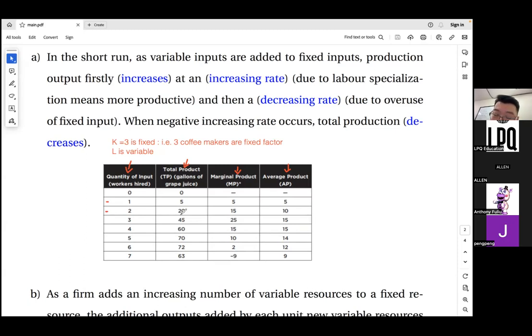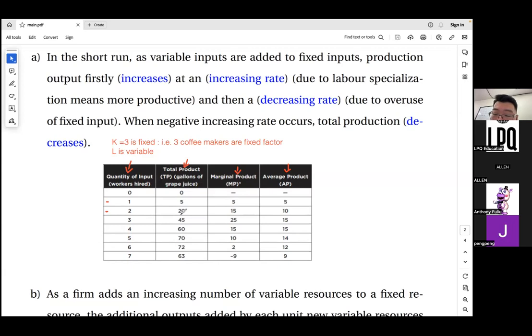Be very, very careful here, everybody. If you hire 2 units of workers, in total you can produce 20 instead of 10. Some of you may think, if the first guy can produce 5 units, and now you hire 2 units of labor in total, then 5 for each should be 10.